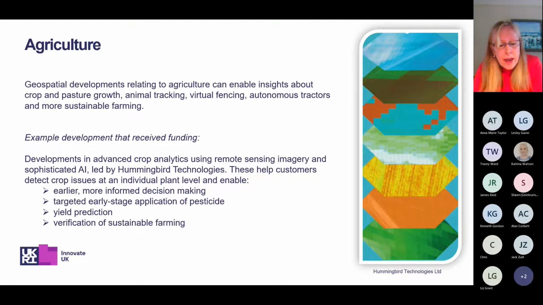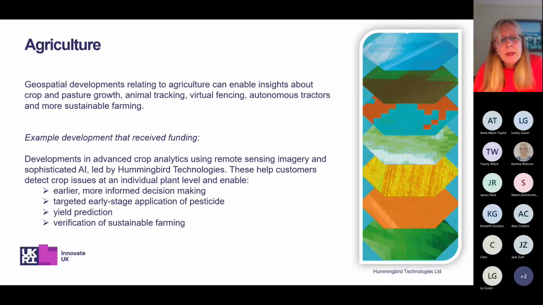So firstly, agriculture is a major sector for geospatial developments. Innovation in this sector is enabling all sorts of capabilities, including offering insights into crop and pasture management, animal tracking, virtual fencing, autonomous tractors, and a lot more. It also enables more sustainable farming.